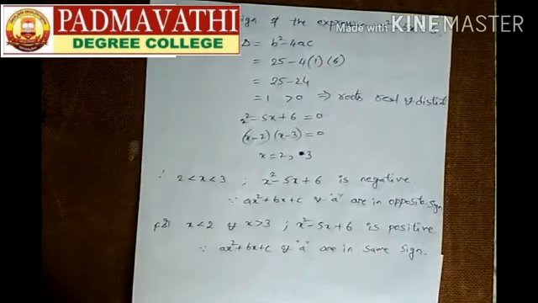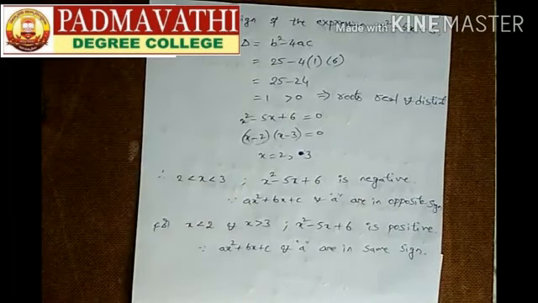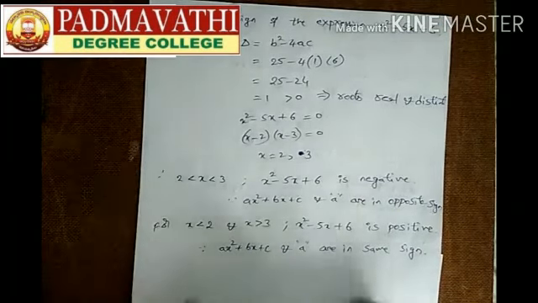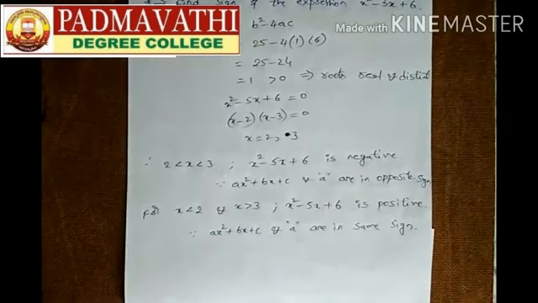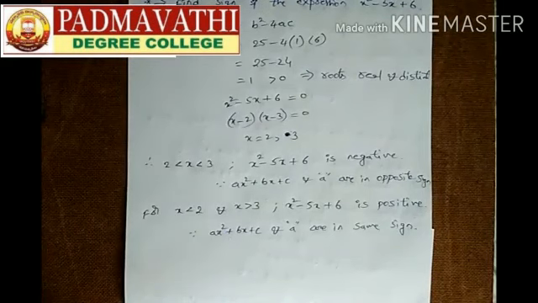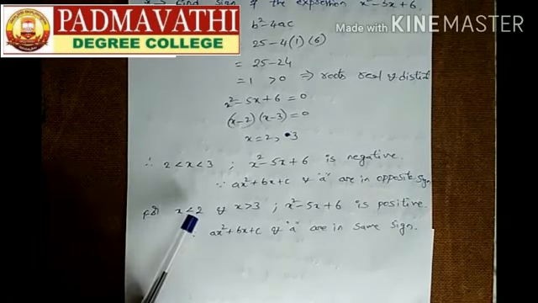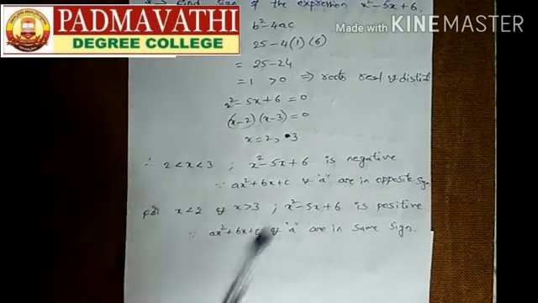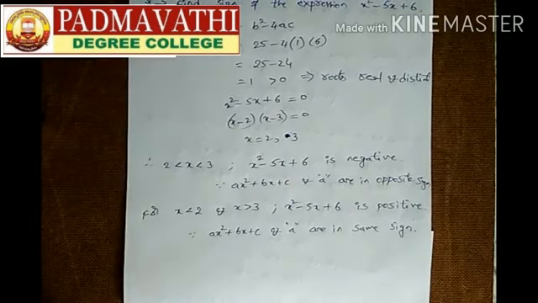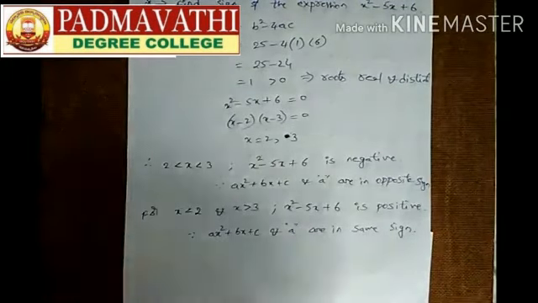Next, similarly, one more. For all x less than 2 and x greater than 3, x square minus 5x plus 6 is positive. This one we are writing from this condition: ax square plus bx plus c and a are having the same sign. So when you are choosing x from less than 2 or greater than 3, in both these cases the expression value will become positive. So this is the example for the third theorem.